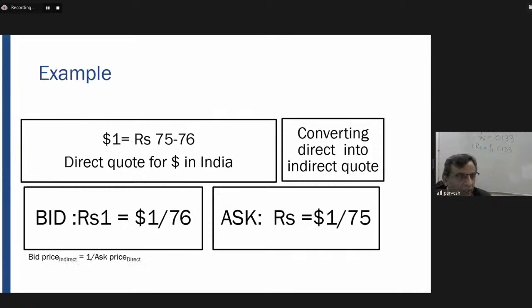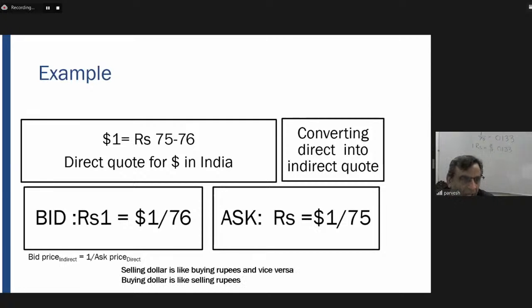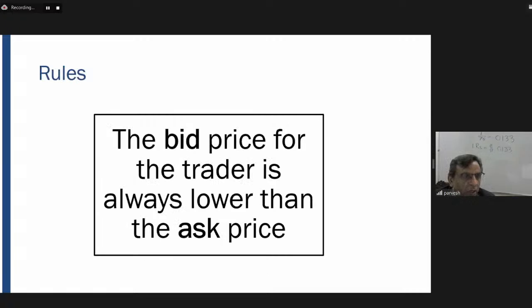Why? Because when you're selling dollar, it is nothing but you're buying rupees. But when you're buying rupee, you're selling dollars. So the logic is that way. So selling dollar is like buying rupees, and buying dollar is like selling rupees. So the logic fits into this equation. Okay. And always remember, after you have converted a quote from direct to indirect quote, check the bid price is always lower than the ask price.